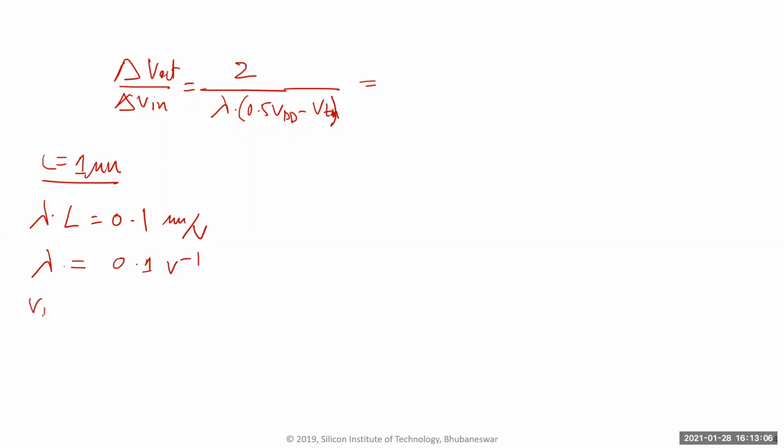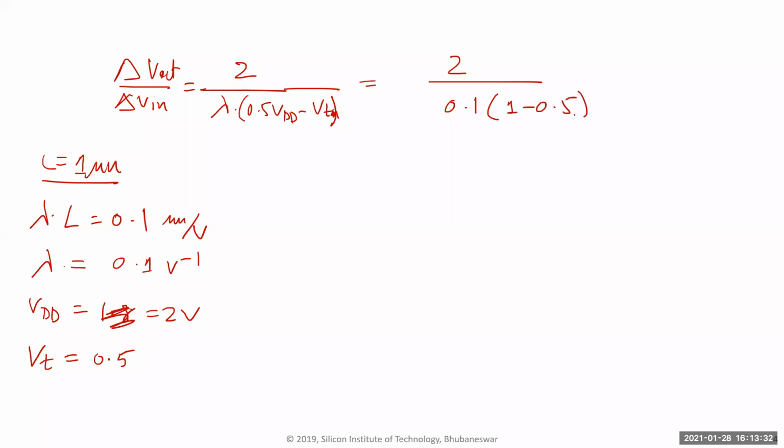Okay, so that's the lambda. What else do we need? VDD, we said the max we can go is 1.8. So 0.5 is this thing, and VTN. So let's make this 2 volts just to make the calculations simpler. And VT is usually 0.45, something like that. To make our calculation easier, we'll make it 0.5. So this becomes 2. Lambda is 0.1. 0.5 times (1 minus 0.5). So that's 2 over, what is it? 0.5 times 0.1 is 0.05, right? So 2 over 0.05 is 40. Gain of 40.